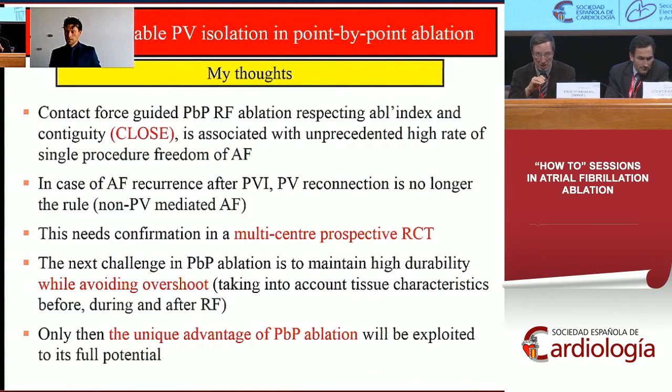So in conclusion, contact force guided ablation respecting index and contiguity is associated with an unprecedented high rate of single procedure freedom. This needs confirmation in a multi-center study. And the next challenge is to maintain this high durability while taking away the overshoot. Only then the unique advantage of point-by-point ablation will be exploited to its full potential. I thank you.